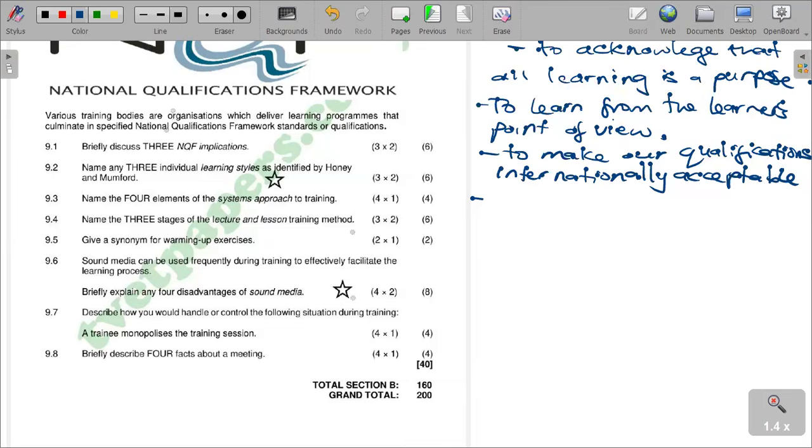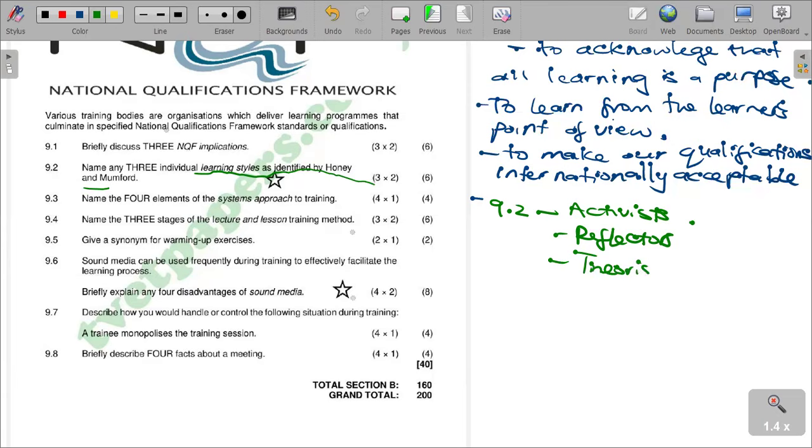9.2. Name 3 individual learning styles identified by Honey and Mumford. We have activists, we have reflectors, we have theorists, and pragmatists.